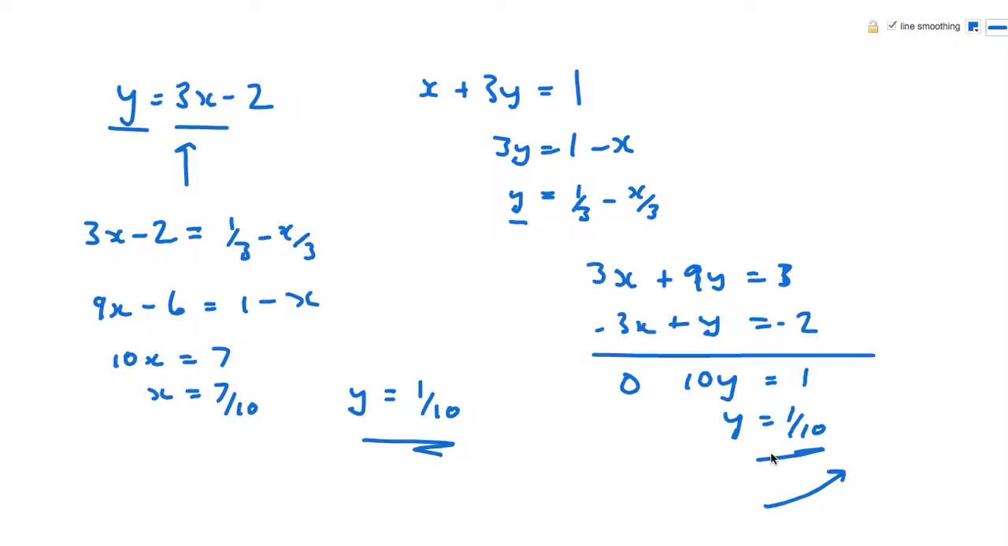And once we know y, we can then find what x is, so put it into here. So x plus 3/10 is 1, so x must be 7/10. There you go, we found the same thing. So it doesn't matter which way you do it. Sometimes the question will give it to you in this format, and sometimes it will give it to you in this y format, and you just have to be able to handle both.